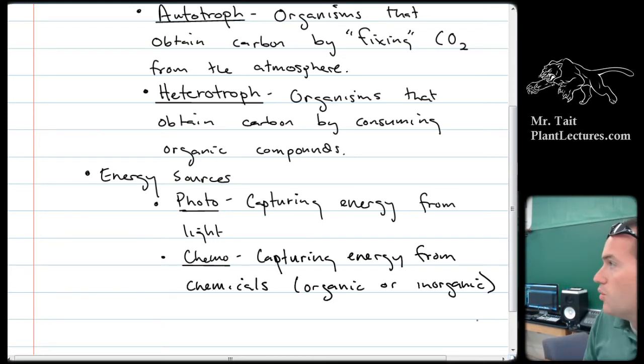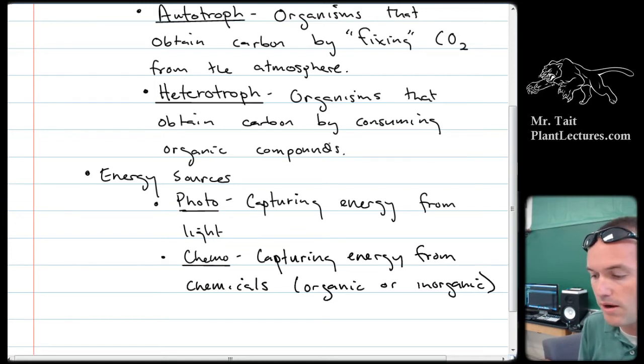Okay, so we can combine these terms then to talk about different stuff. So we can say that something is a photoautotroph, which means that it's going to get energy from sunlight and carbon from CO2. We could say that those are like plants, right? We could say something is a chemoheterotroph. That means that they're going to get their energy from organic molecules and also get their carbon from organic molecules. That's like me and you, right?